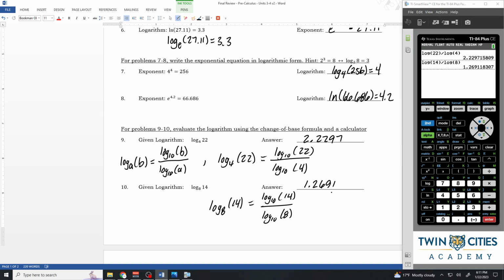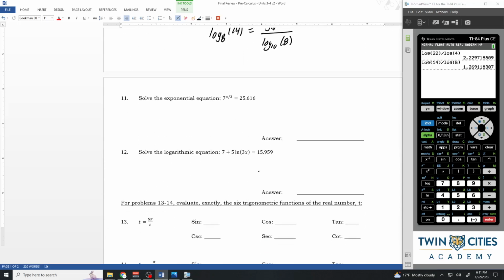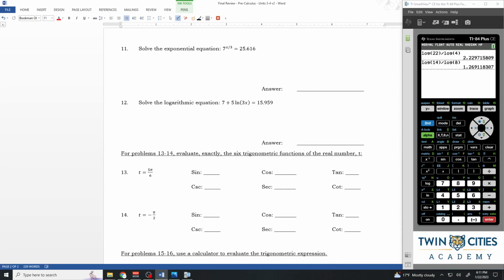And that covers the first page. Let's move on to the second page. Okay, so for 11 and 12, I'm going to be doing some solving. For 11, I've got my x stuck inside of this exponent here. And for number 12, my x is stuck inside of this logarithm. So these are going to be similar methods, slightly different.